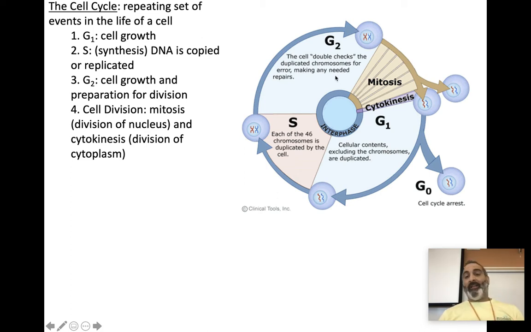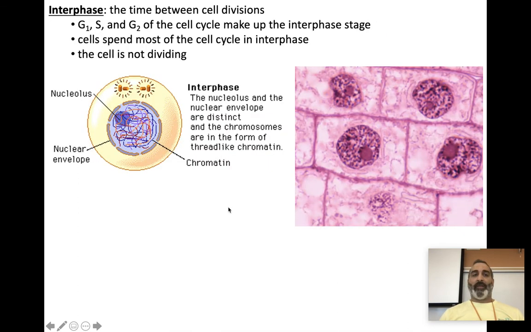Sometimes cells leave the cell cycle. We're going to talk about that next. They go into what's called G0, or the cell cycle arrest phase. That's coming up next.